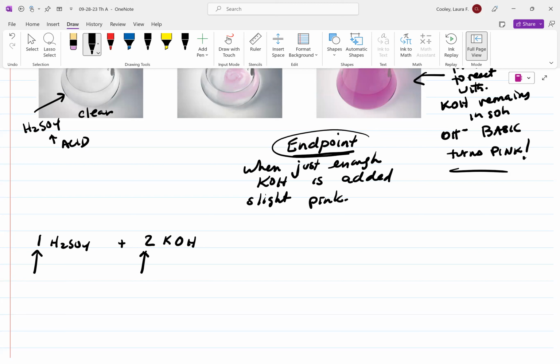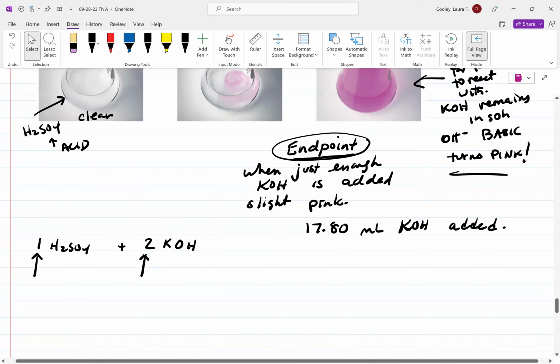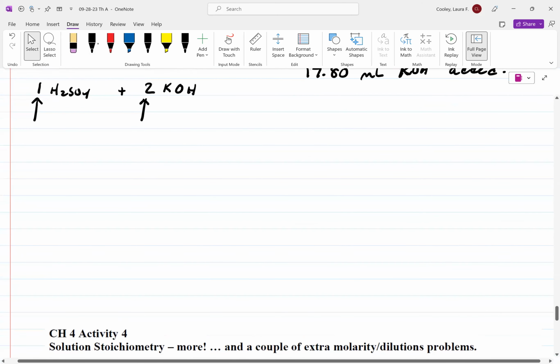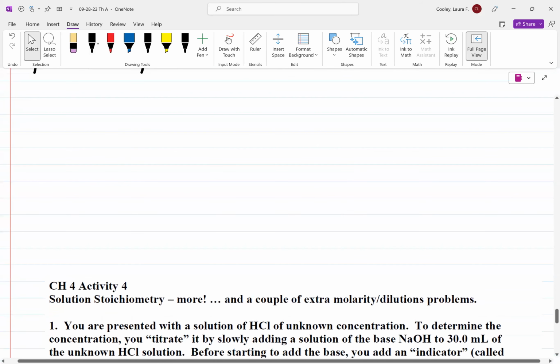So we have to get to the end point. And with this particular problem, it was when 17.80 milliliters of the KOH was added. Okay, so that's a titration. That's a very typical type of problem that you have to do. And so maybe you'll know when you get there.